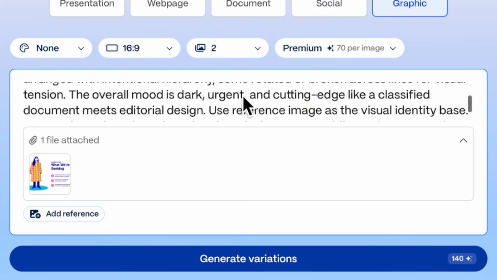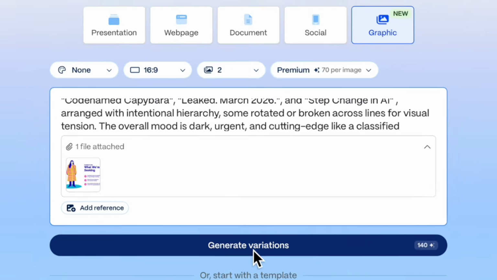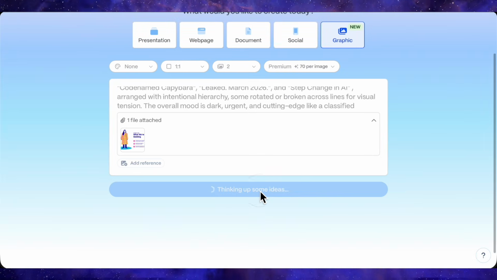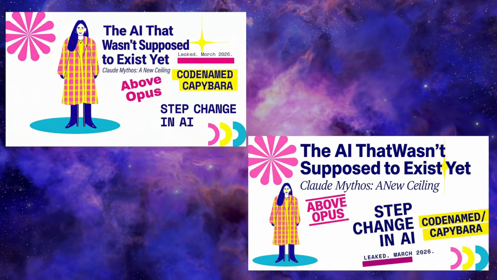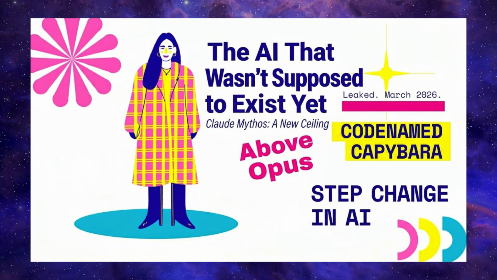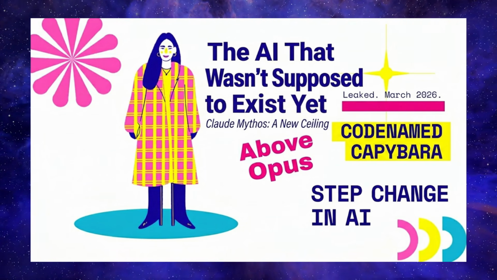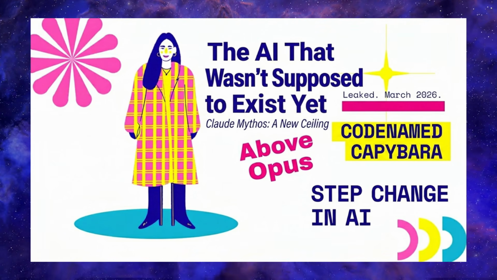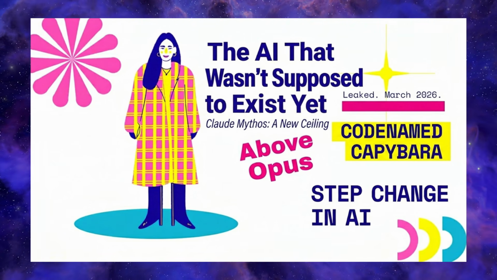The prompt I used also included specific text and layout instructions. I clicked Generate Variations, it produced two outputs, and the first one is remarkable. It matched the style of my reference image, the tone, the typography placement, the overall aesthetic, while building an entirely new graphic around my content.